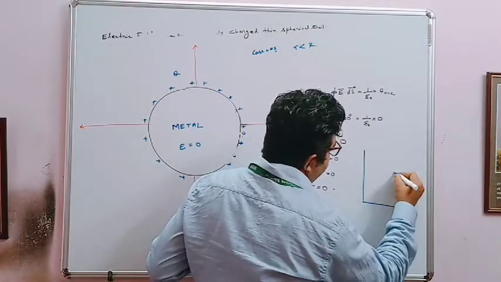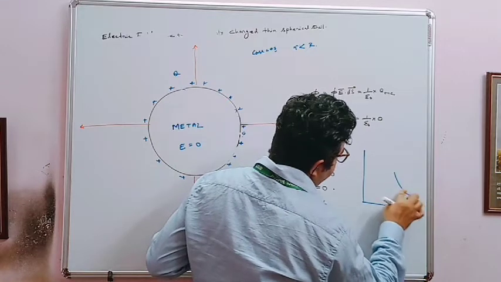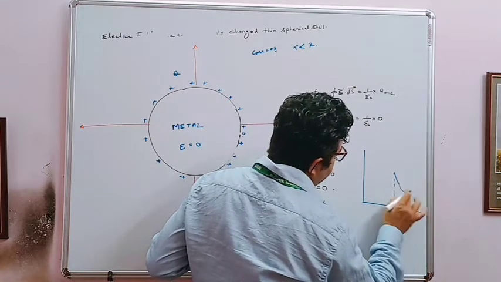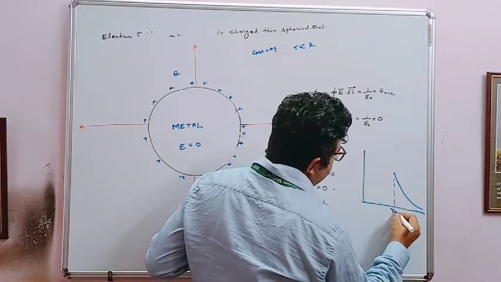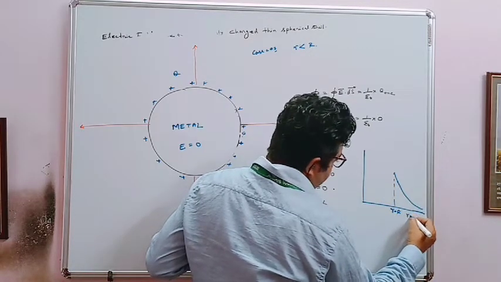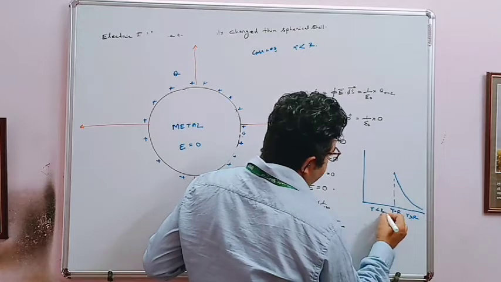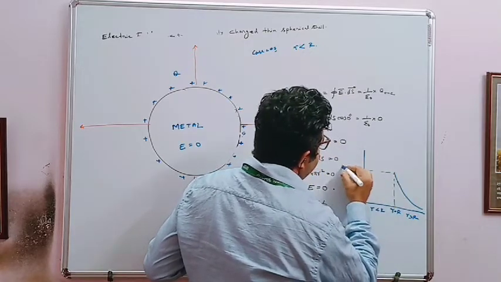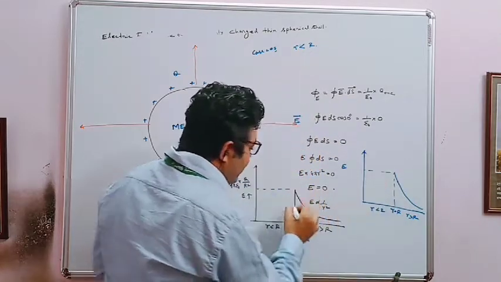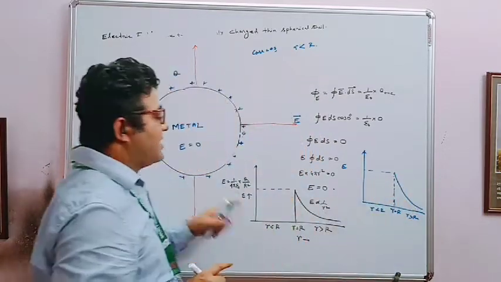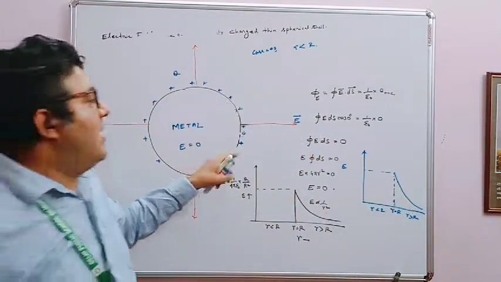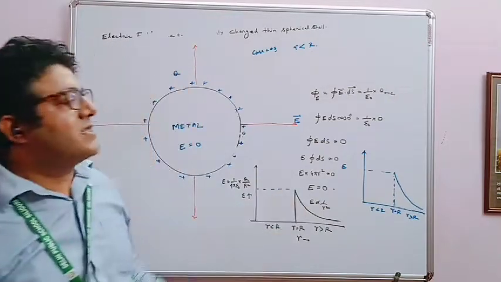How is it a little bit different? I just want to explain to you. This is r less than capital R, this is r greater than capital R, and this is E. Everything is the same. Here you have a continuous line, but here you have a discontinuous line. Why is it discontinuous in the case of metal and why in the case of shell is it continuous?